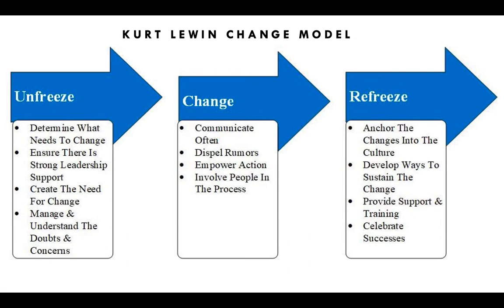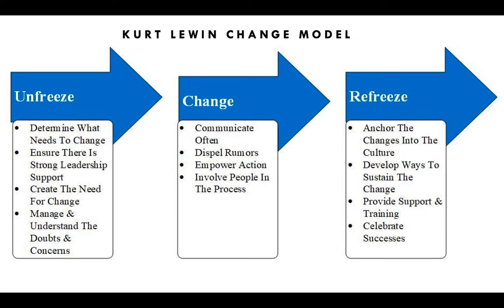What he wanted to pass on is: take change in three steps. Unfreeze, change perspective, have your change plan, and refreeze. So determine what needs to be changed. Ensure there is strong leadership support. Create the need for the change. Motivate for the change. Manage and understand the doubts and concerns about the change.